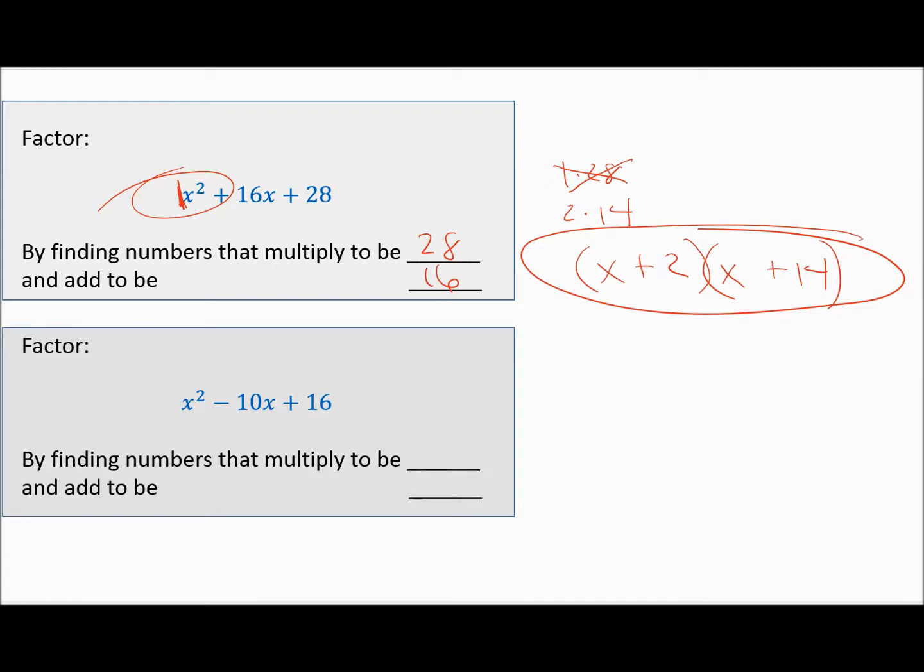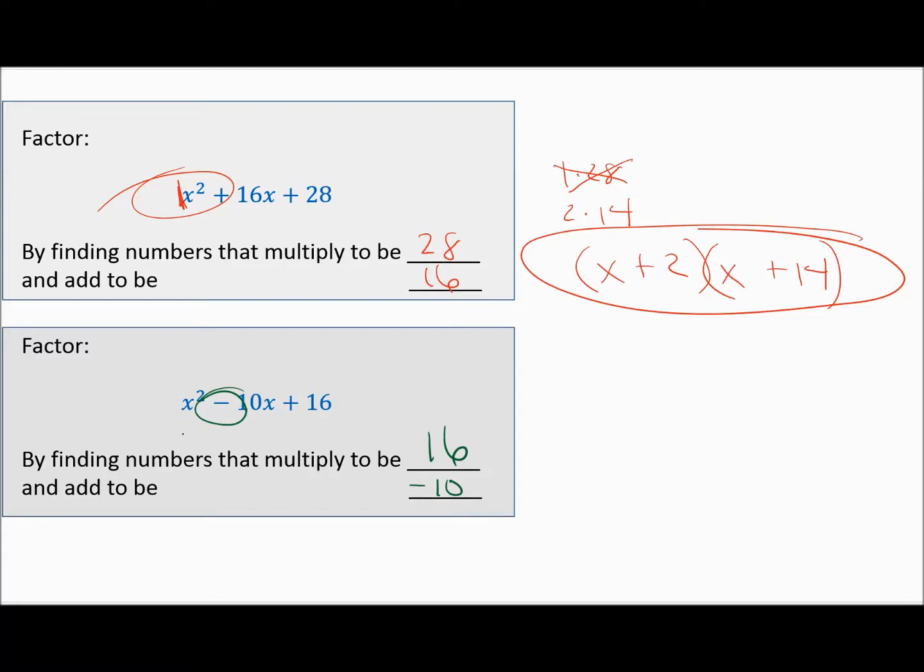Now, how'd it go? Right? Numbers that multiply to be 16 and add to be negative 10. Now notice I took the sign with it. I'm not trying to find numbers that multiply to be 16 and add to be 10 because there's a minus in front of this 10. So I'm going to take the sign with it always, negative 10.